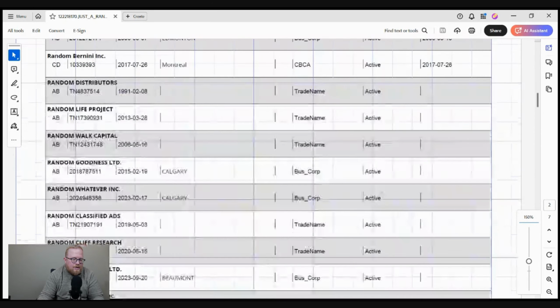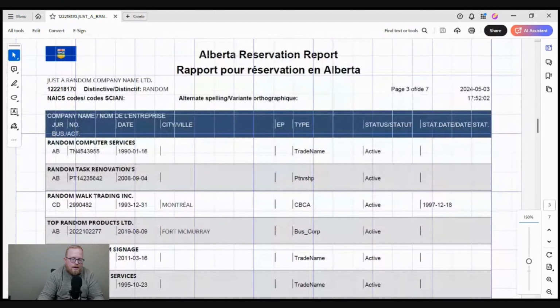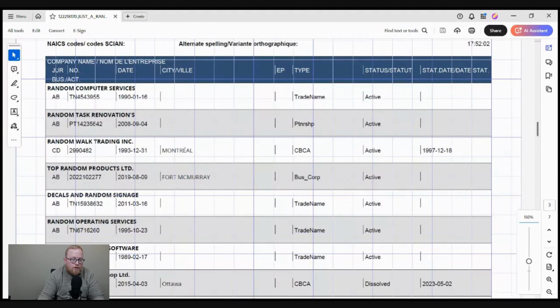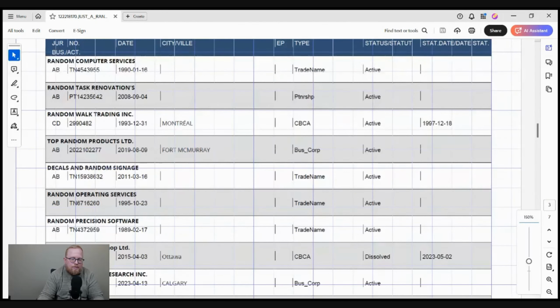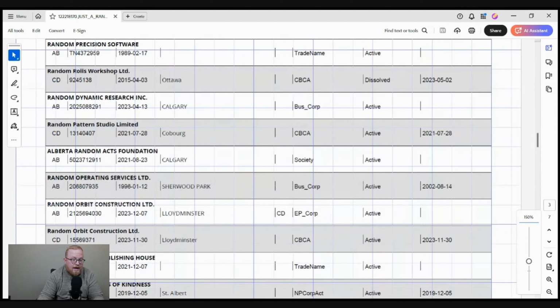You start getting, again, these are all ones that are in Alberta. They show mostly trade names. There's a partnership though, Random Task Renovations, that's still active from 2008. Random Walk Trading Inc. is again a Canadian one, lots of business names. Society. So a society, again, is something for the benefit of everyone, education, as a charity, as examples. And this is Alberta Rand Max Foundation.